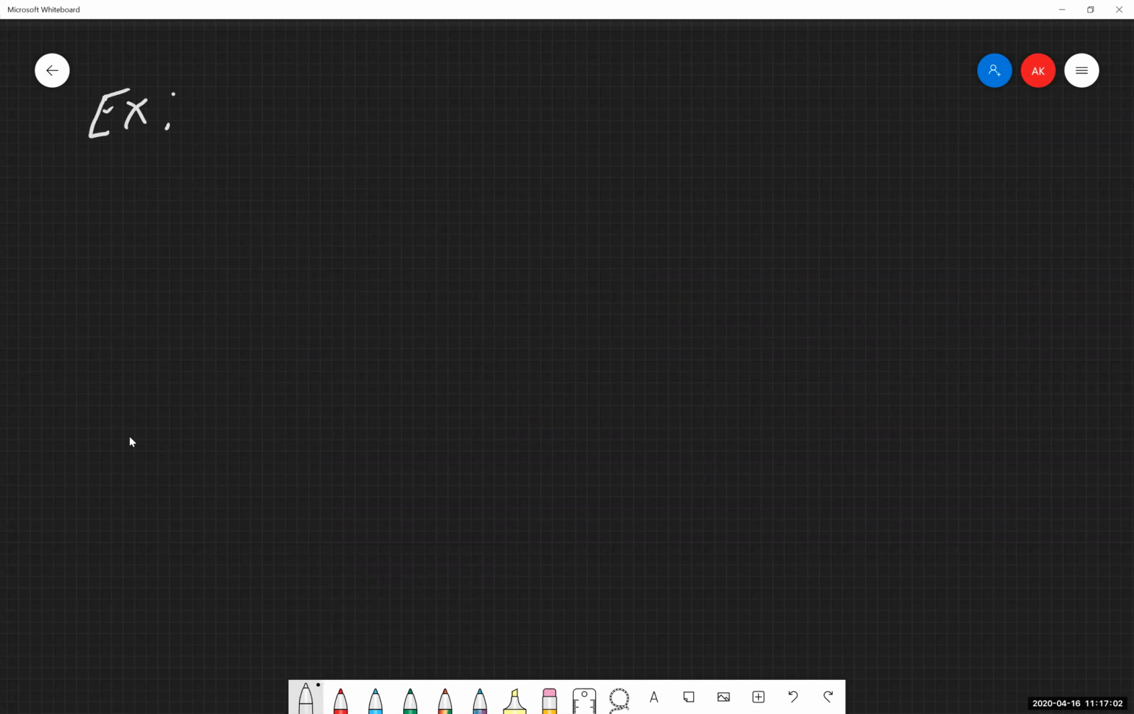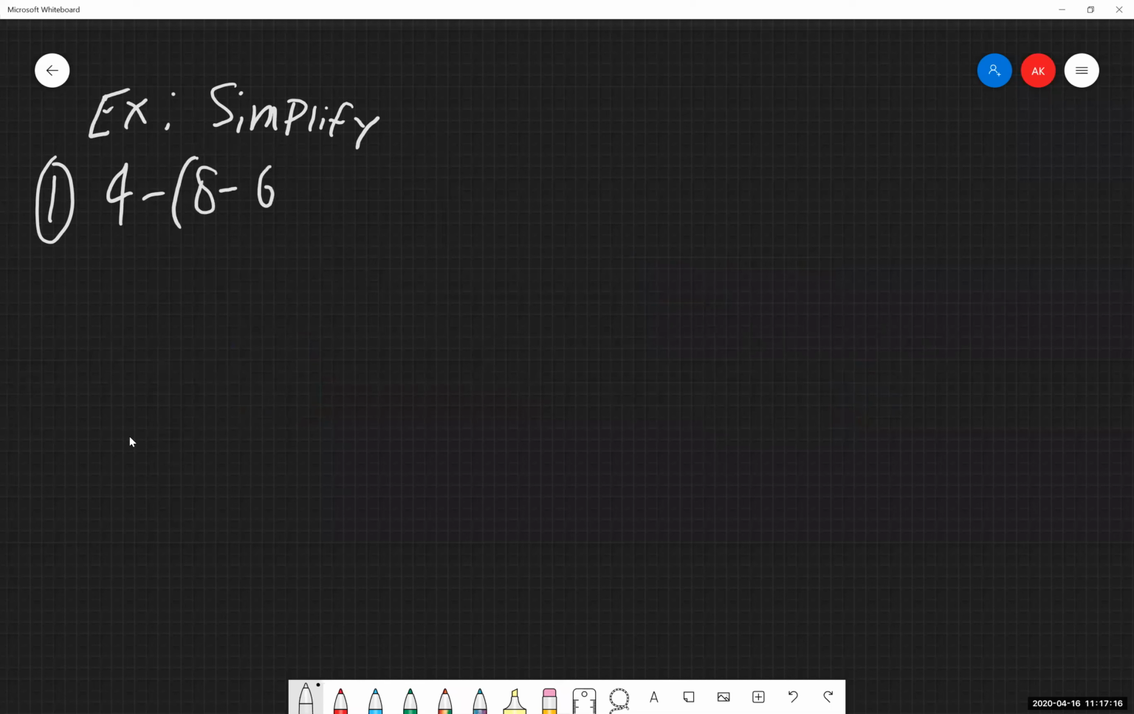So we are told to simplify. Our first one that we have is 4 minus the quantity 8 minus 6. And now again, we have the answer on the notes. We're assuming we don't have that. We're going to go through this process.